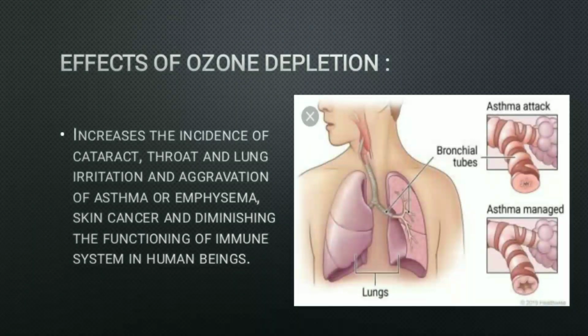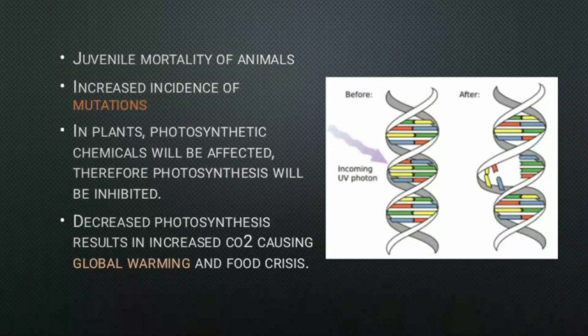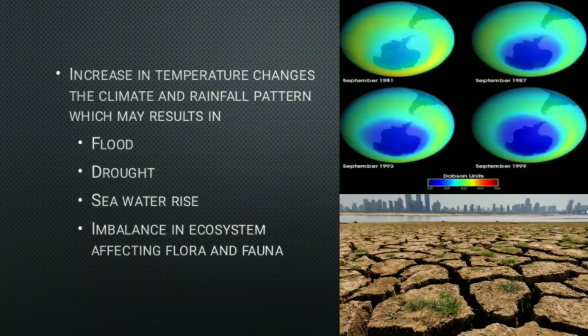Effects of ozone depletion. Increased incidence of cardiac, thyroid and lung irritation, aggravation of asthma and emphysema, skin cancer, and diminishing the functioning of the immune system of human beings. Juvenile mortality of animals, increased incidence of mutations in plants, and photosynthetic chemicals will be affected, therefore photosynthesis will be inhibited. Decreased photosynthesis results in increased carbon dioxide, causing global warming and food crisis.